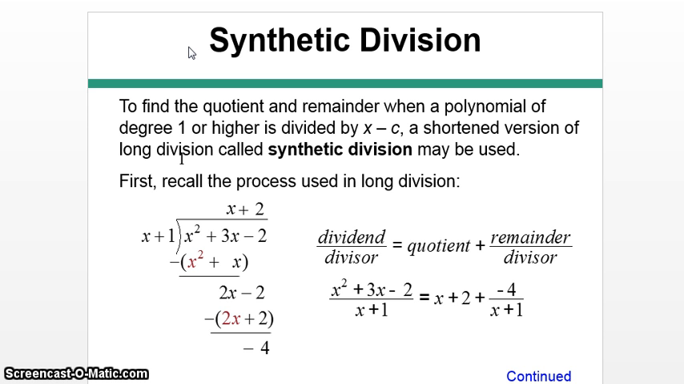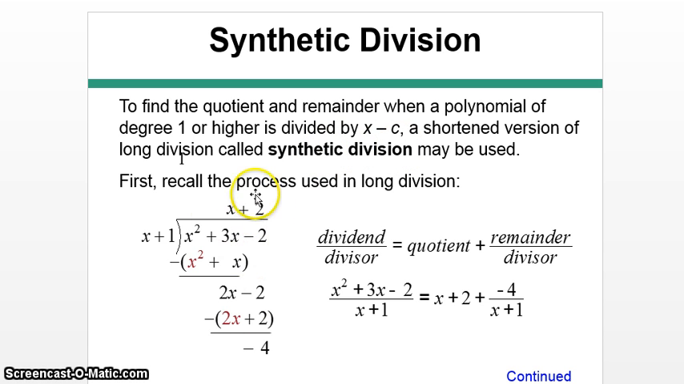In this video, we can talk about synthetic division. To find the quotient and remainder when a polynomial of degree 1 or higher is divided by x minus c, a shortened version of long division called synthetic division.